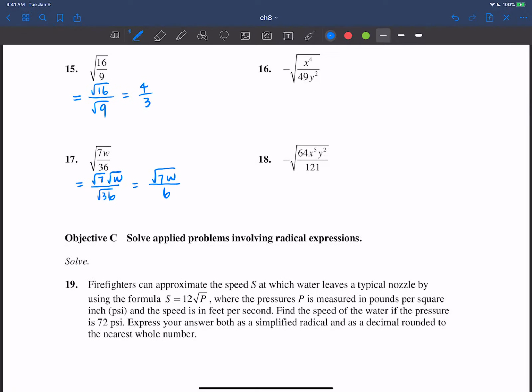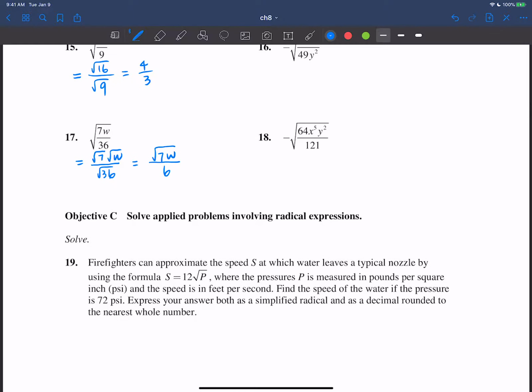Objective C. Solve applied problems involving radical expressions. This question is about the formula, which is the speed s at which water leaves a typical nozzle by using this formula. S equals 12 times radical P. P is the pressure, S is the speed. They want you to find the speed of the water if the pressure is 72 psi, pounds per square inch. So let's plug it in. S equals 12 radical P. And we are given that P is 72, so you plug it in. 12 square root of 72.